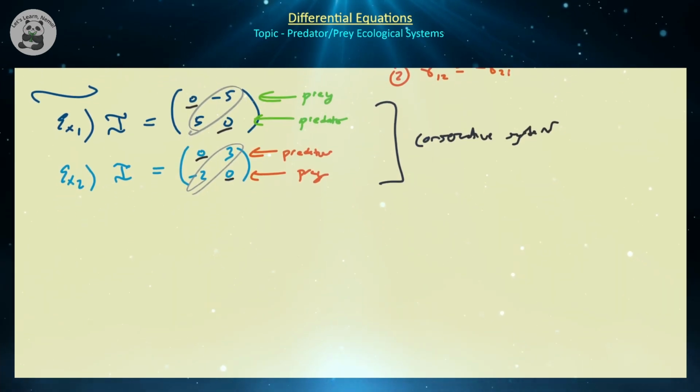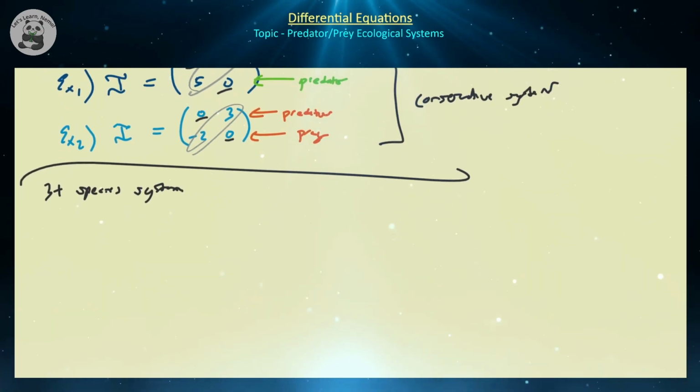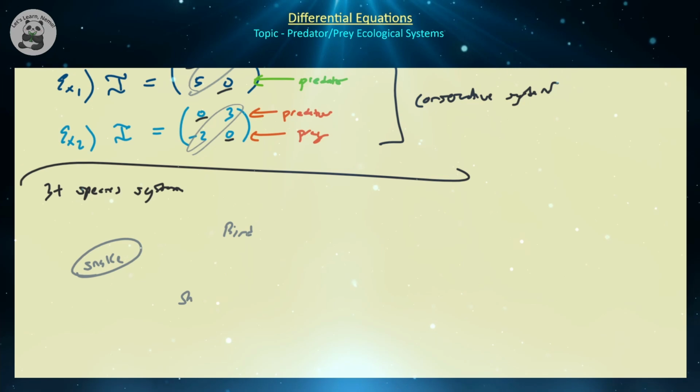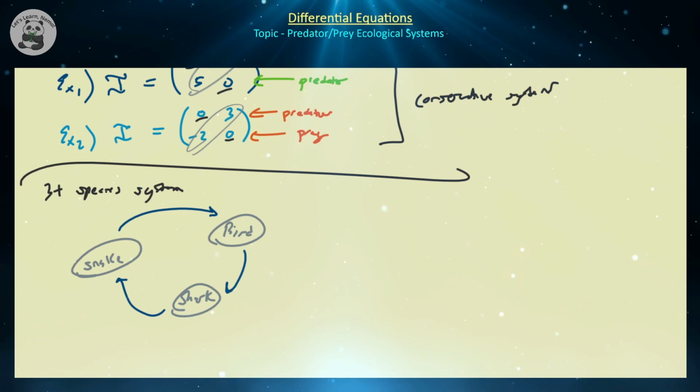For example, could there be three species? For example, a 3 plus species system. Indeed, you could have three species. For example, let's just draw a little diagram. Let's assume we have snake, let's assume we have bird, and let's assume we have shark, right? So let's assume that snake eats bird. Bird, if it's big enough, eats shark, and shark eats snake. So let's assume that this is X1, X2, and X3. So we have a three species ecological system.